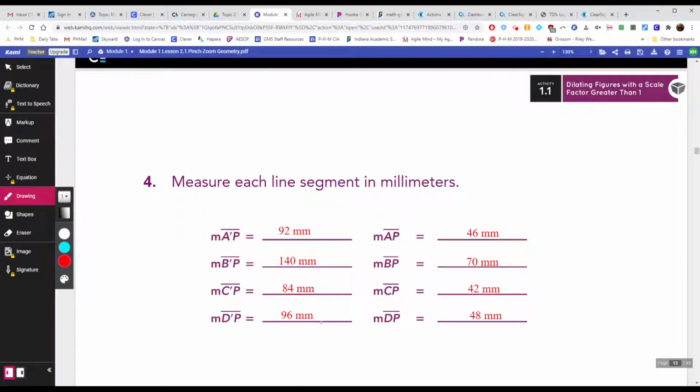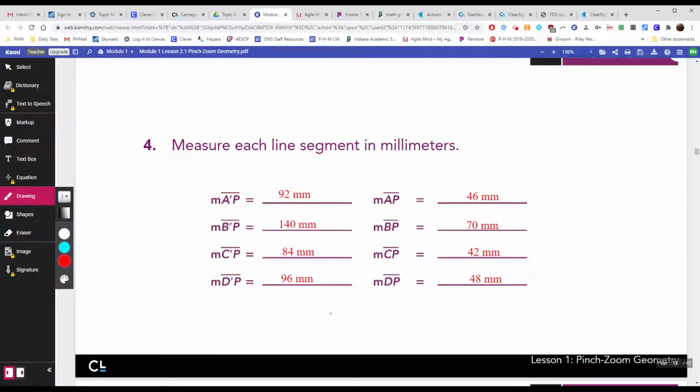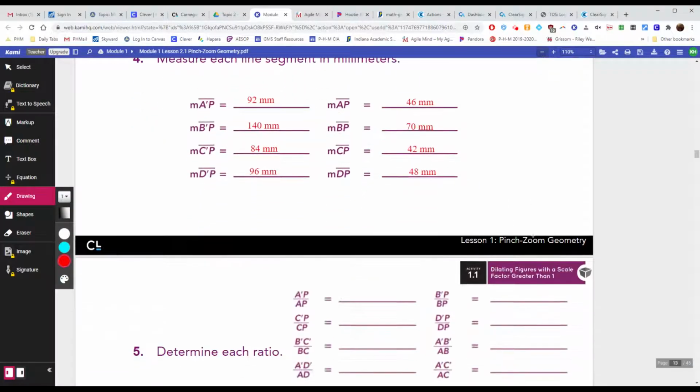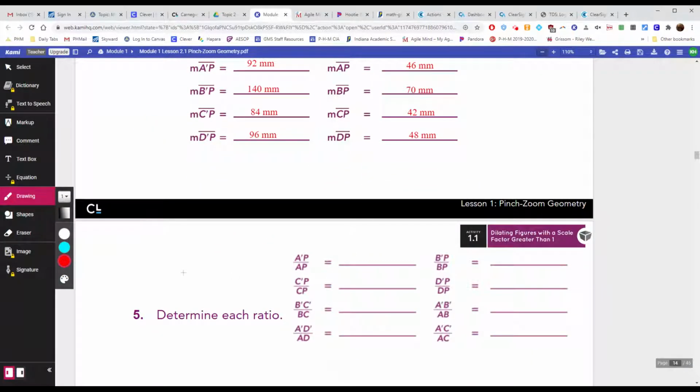Number 4, now we're actually talking about the line segments, the dotted lines. So these are all from the point of dilation to another point either on the enlargement right here or on the original right here. So take some time to copy those. Pause the video, take some time to copy it. And now we're actually going to use all of this information from number 4 to help us determine these ratios in number 5. And remember, these ratios are going to help us calculate the scale factor in this dilation.